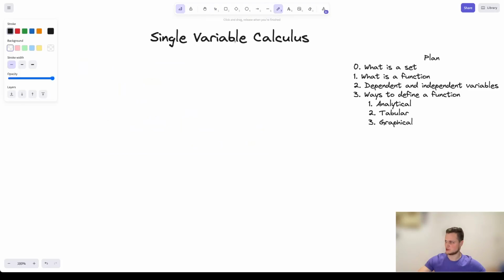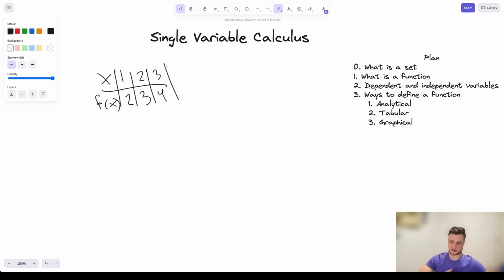The second option is tabular. This may be depicted as following. So we have some x and some f of x, and we have some table of values. So for example, for x equals 1, we have the value of 2, for x equals 2 we have the value of 3, for 3 we have 4.